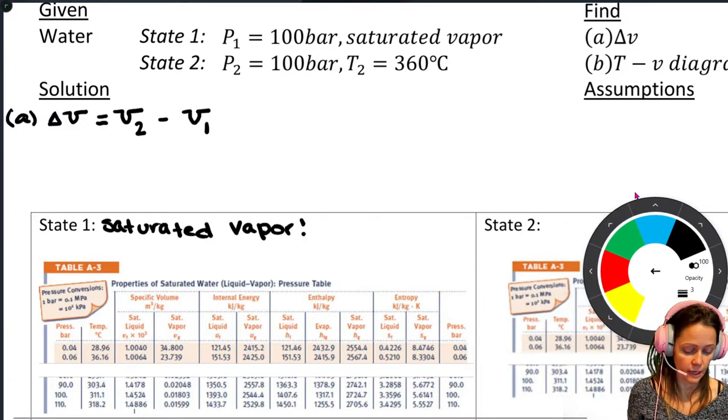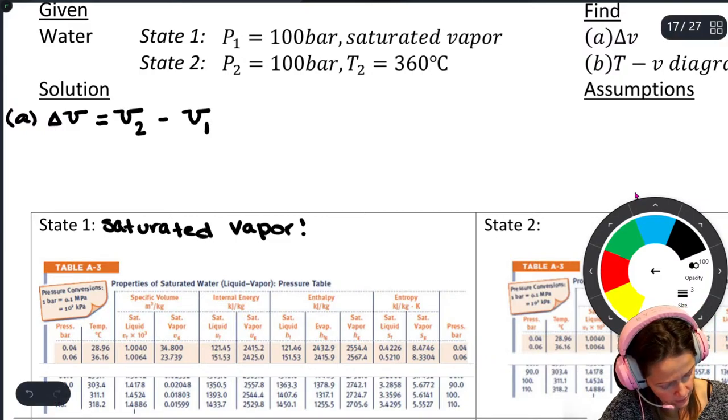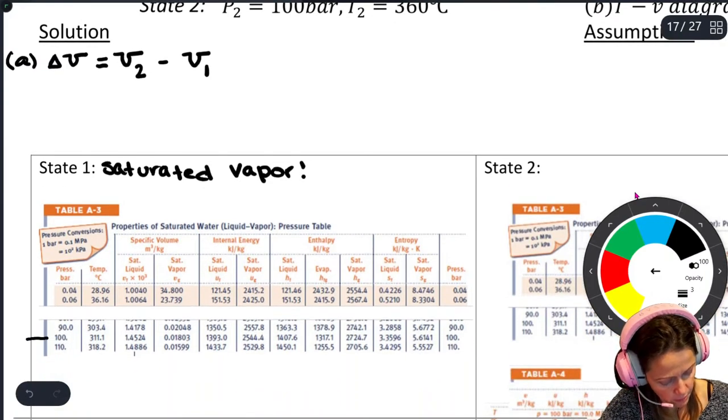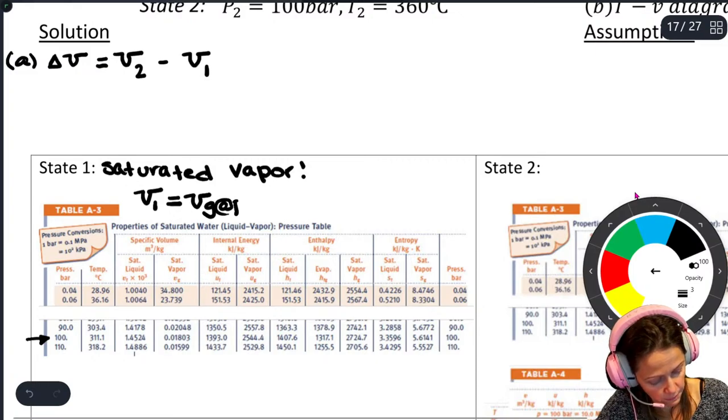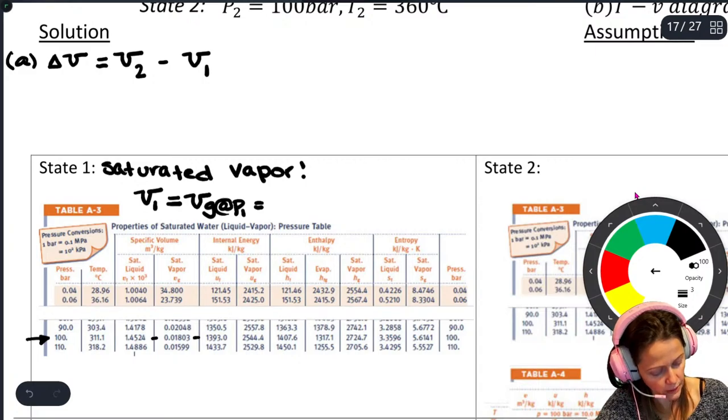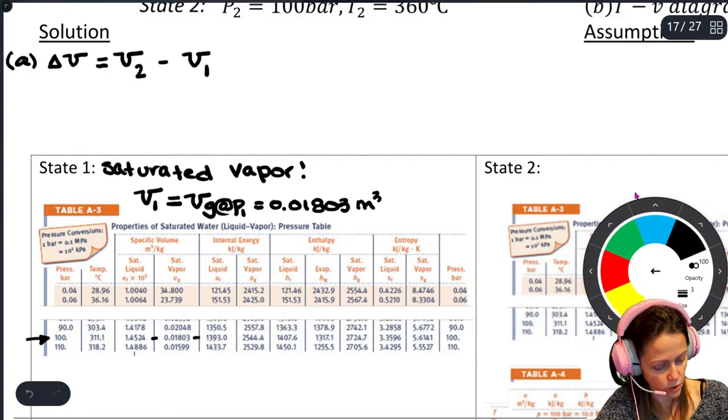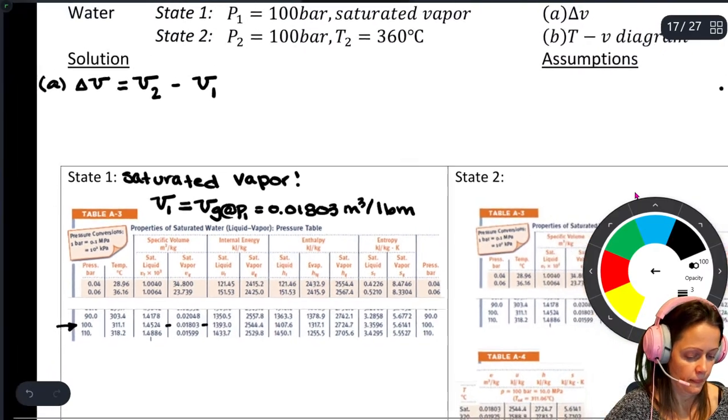I'm going to go to table A3, and at 100 bar, we'll pull off that specific volume. So V1, saturated vapor, that would be the V sub G at P1, which in this case is this number right here, 0.01803 meters cubed per kilogram. Perfect.